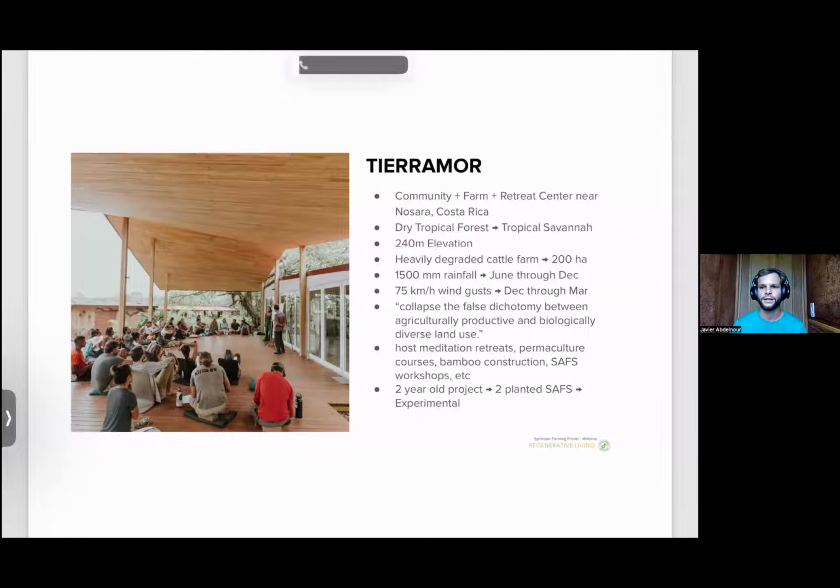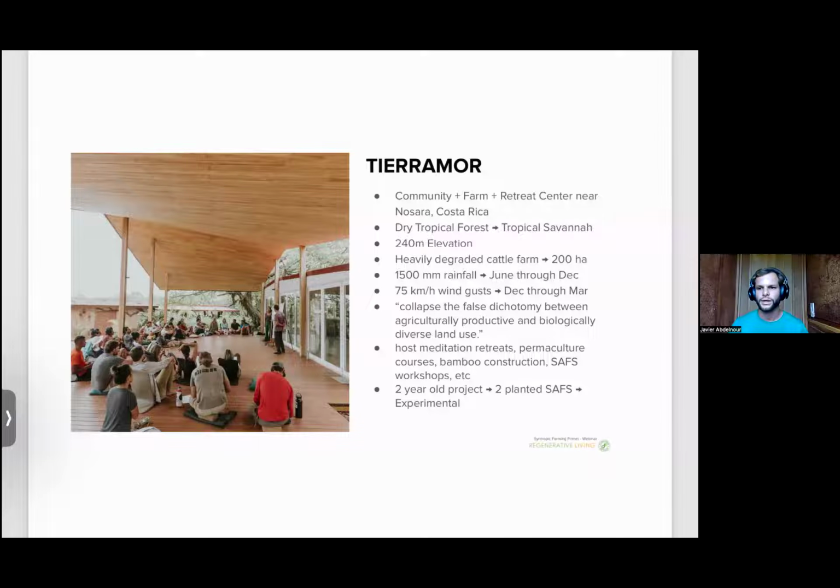It's really degraded. The farm was planted with Brachiaria brizantha, which is an exotic grass, and it's taking over the whole farm. So we're in the process of transforming those pastures into agroforestry systems. In the area, we have around 1,500 millimeters of rainfall, mostly from June to December. And then we have a 6-month dry period from January to around April or May.